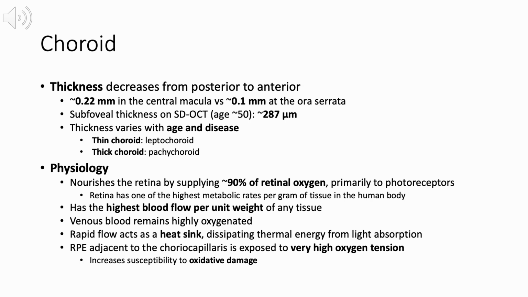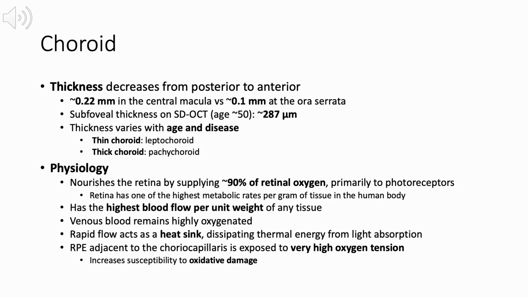Choroidal thickness decreases from posterior to anterior. In the central macula, the thickness is approximately 0.22 millimeters, compared with about 0.1 millimeters at the ora serrata. On spectral domain OCT, subfoveal choroidal thickness in an individual around 50 years of age measures approximately 287 micrometers. Choroidal thickness varies with both age and disease. A relatively thin choroid is referred to as a leptochoroid, whereas a thickened choroid is termed a pachychoroid.